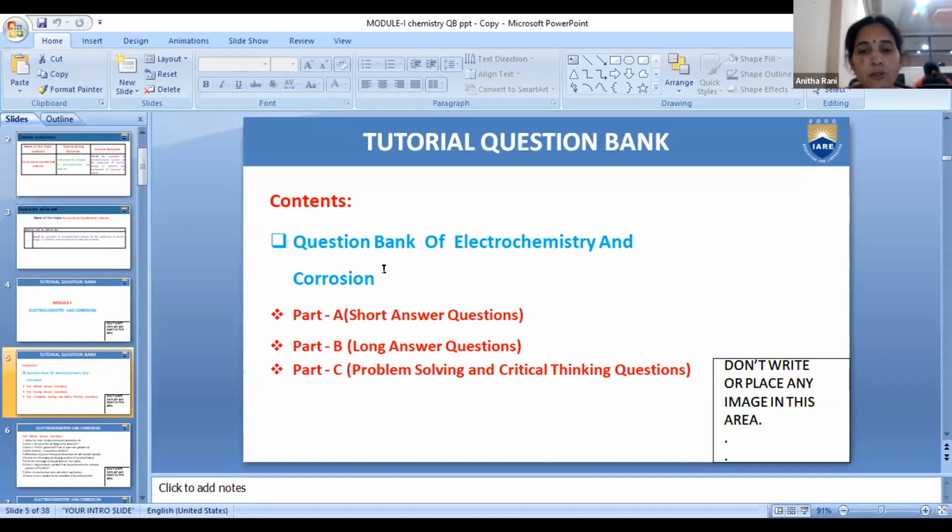We will discuss question bank module 1. After completing it, one student asked me to explain about lead acid battery and lithium ion battery. Those two batteries we will discuss.